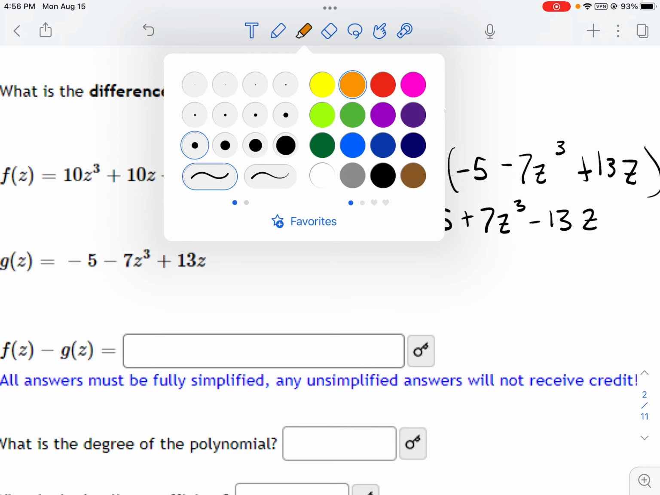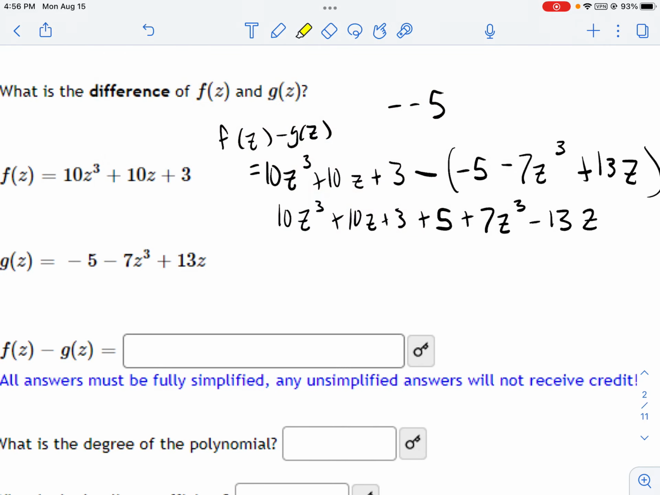Now you need to look and say, what are my like terms? Well, I usually start with the highest power, which we see here is a 3. Is there anything else with a z to the third? Yeah, there's one. If there wasn't any, you would just bring it down. So 10 plus 7, 17. Now you start with the next highest power we see. That's going to be just a plain old z. And we have two of them. You have 10 and negative 13. When you combine them, we get negative 3. So negative 3z would be our next one.